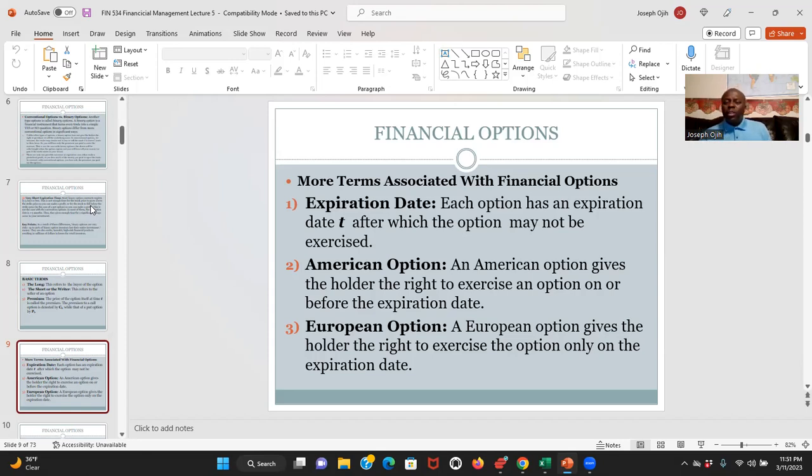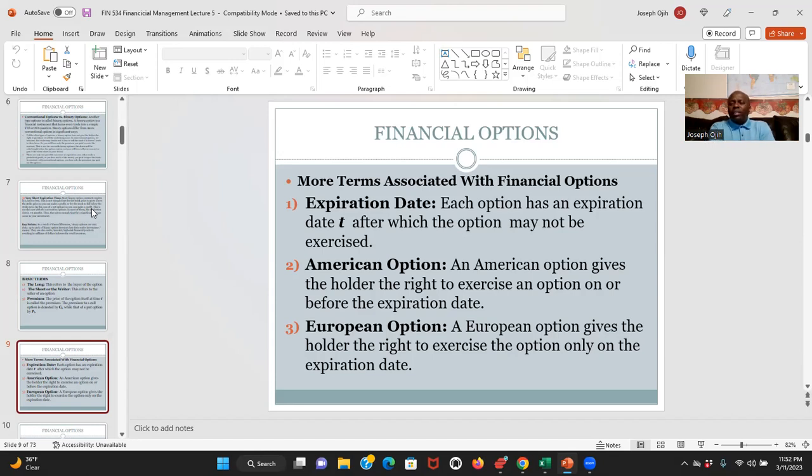A European option gives the holder the right to exercise the option only on the expiration date. So if the expiration date is the 17th, you can exercise it only on that date. Even if the price of the stock moves in your favor today, and you want to exercise it today and make a profit immediately, you can't, because this is a European option. You have to wait for the expiration date. And by the time you get to the expiration date, the stock might have moved against your direction, that means it will not be moving in your favor.